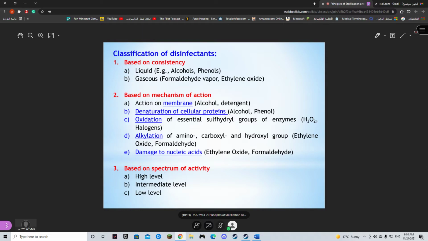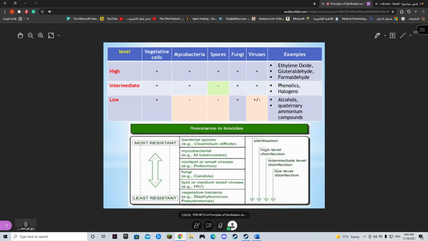Alkylations, okay, and we have damage to the nucleic acid, obviously. Spectrum, yes: high level, intermediate level, low level depends on which type of chemicals you are using. As your friend said, they have Clorox in their house. You are not supposed to wipe your skin with it. You cannot apply it, you will have some problems. So this is a low level for the human, but a high level for the floor. So it depends on which area is being wiped, either the fomite or the normal skin.